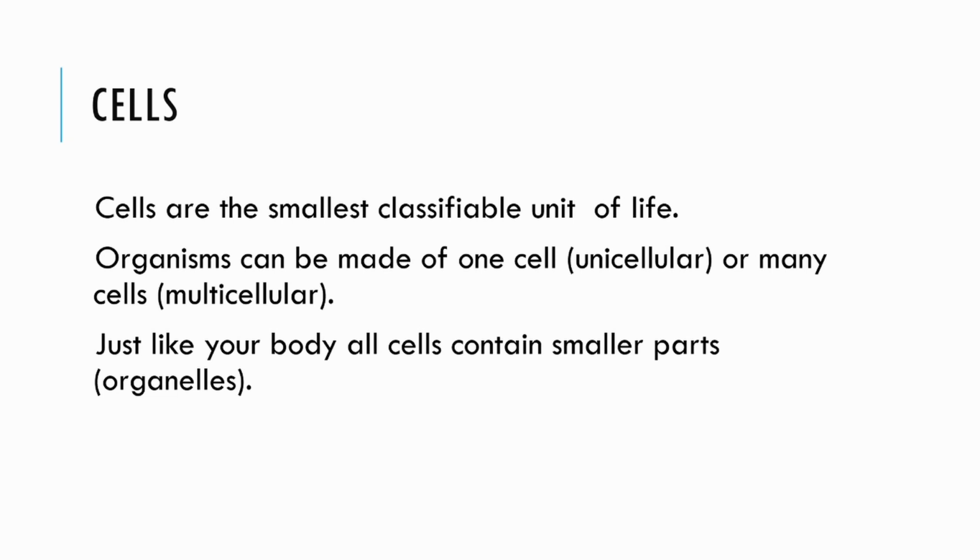Some organisms are one cell and we call that unicellular, but since this is a human biology class, we're focused on the organisms made of many cells that are multicellular. So us as humans are multicellular organisms. And just like our body has different components, right? A heart, a liver, a stomach, a pancreas. Just like that, our cells have smaller components inside of them, and instead of organs, we call those organelles.